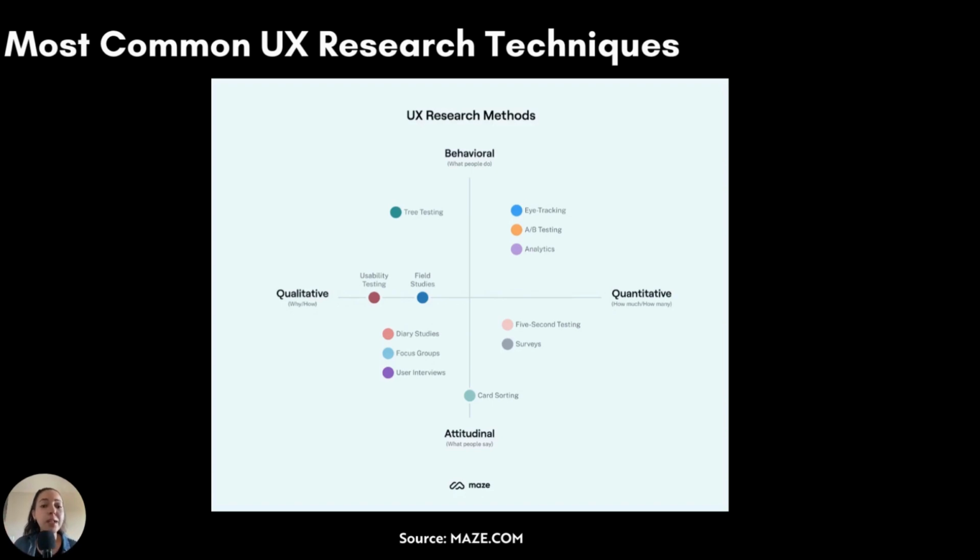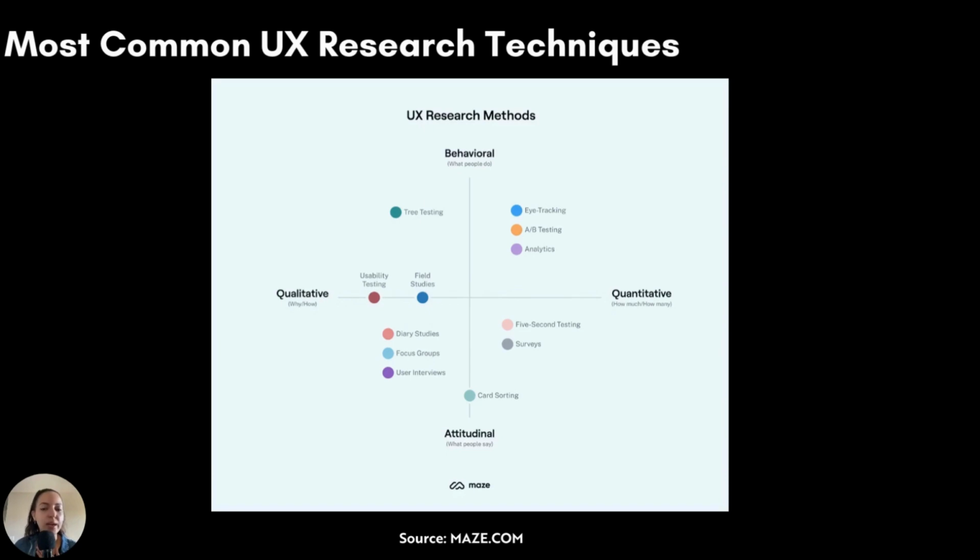So there are multiple UX research methods. The ones that I personally use the most are the following. There are user interviews. There are surveys. There is usability testing. There is A/B testing, analytics, and focus groups. So these are the ones that I use the most in my work. But depending on the industry where you live, you will have to adjust. So there are different types.